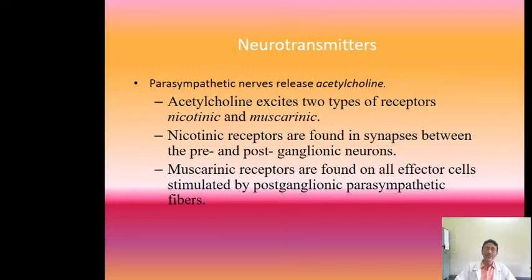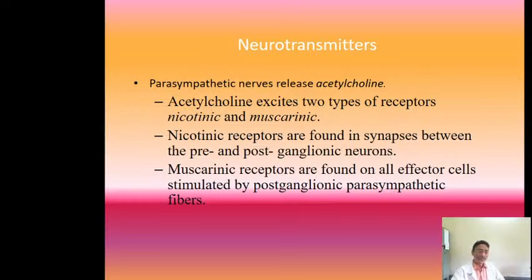The parasympathetic nerves release acetylcholine. Again there are two receptors on which the parasympathetic neurotransmitter acts. One is the nicotinic receptors and the other is the muscarinic receptors. Where are the nicotinic receptors found? The nicotinic receptors are always found in synapses. Which synapses? Between the pre and the postganglionic neurons. Which neurons? Both sympathetic and parasympathetic neurons.